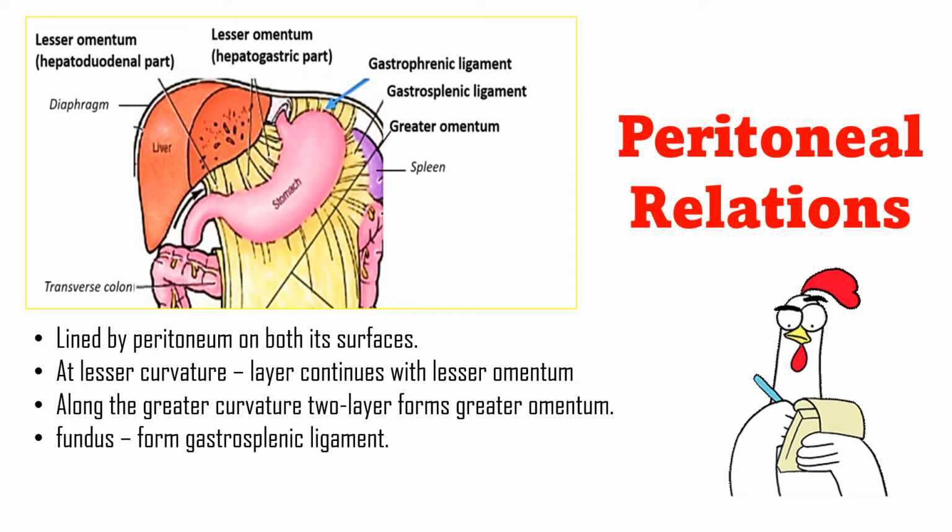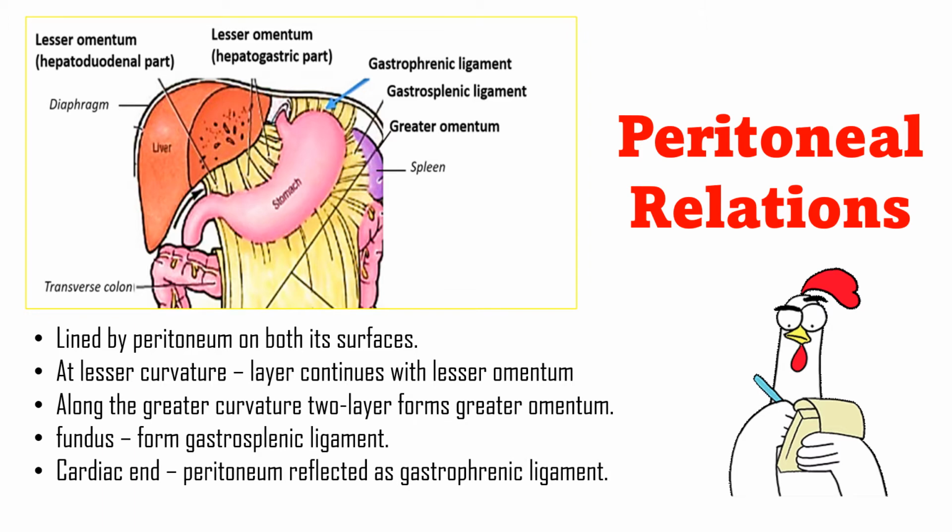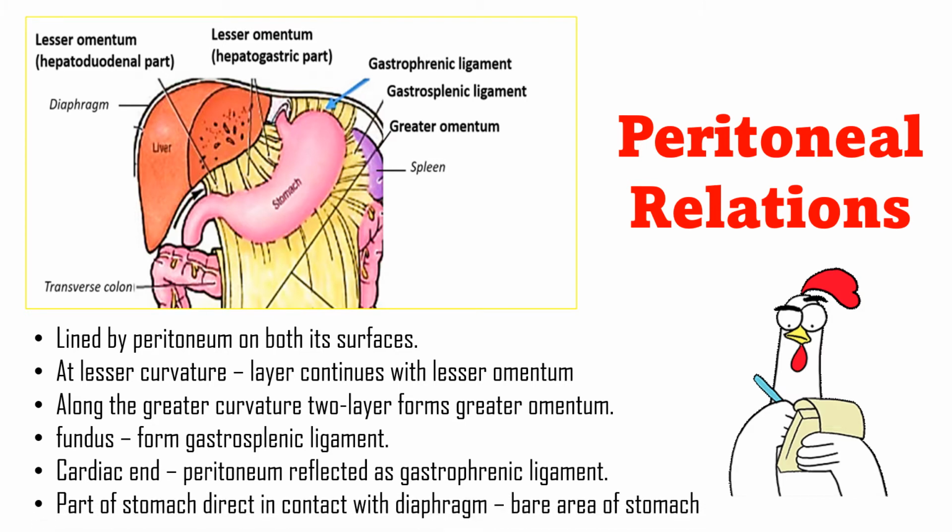Near the fundus, the two layers meet and form the gastrosplenic ligament, and near cardiac end the peritoneum on the posterior surface is reflected on the diaphragm as the gastrophrenic ligament. Cranial to this ligament, a small part of posterior surface of stomach is in direct contact with diaphragm or left crus, and this area is called the bare area of stomach. Why? Because it is in direct contact with diaphragm.